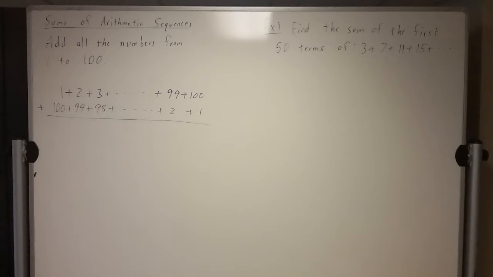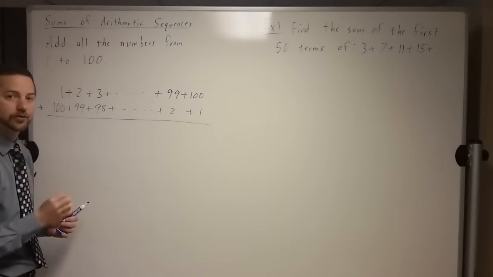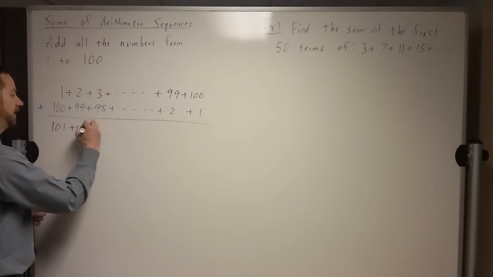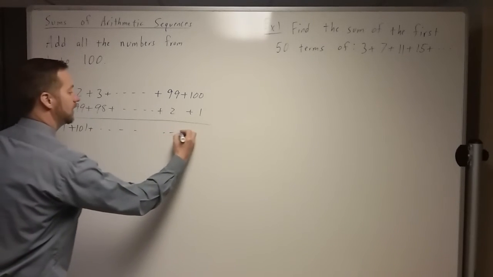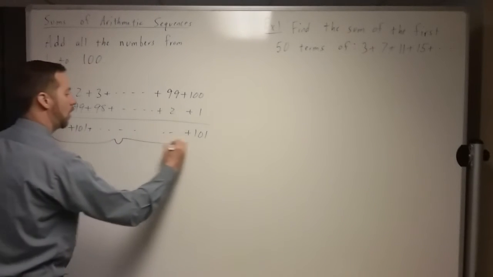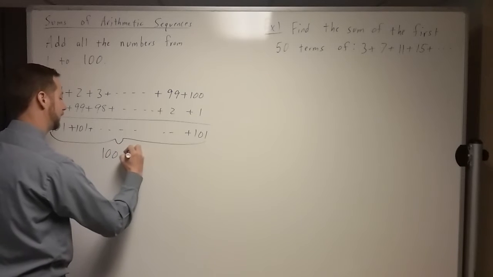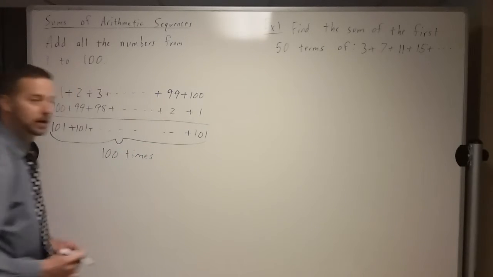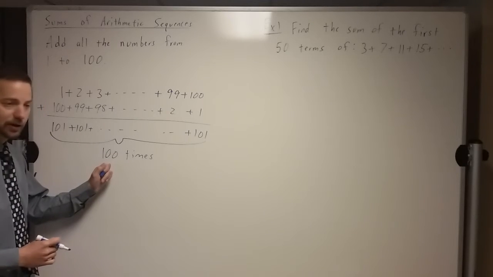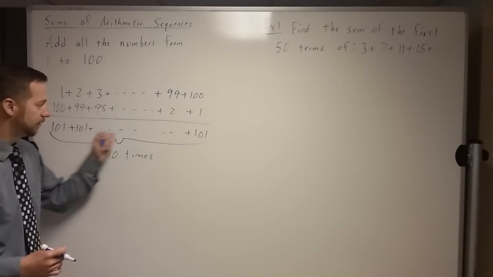Now if I do this, you'll notice a pattern of what happens. 100 plus 1, 101. 99 plus 2, 101. 98 plus 3, 101. If you notice, we just get 101 every single time. And if I put all these in here, we have 101 100 times. So that means if I just did 101 times 100, that would tell me the sum of this.